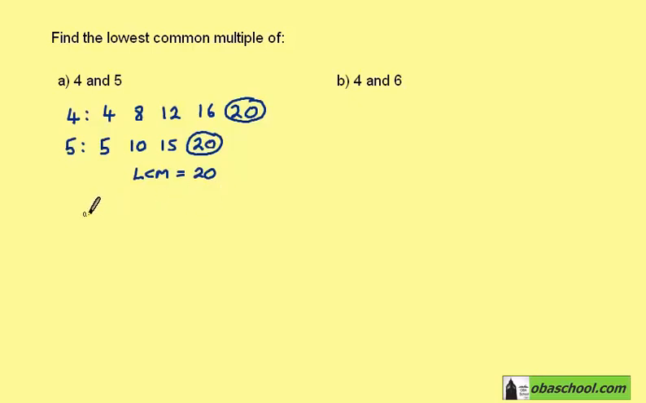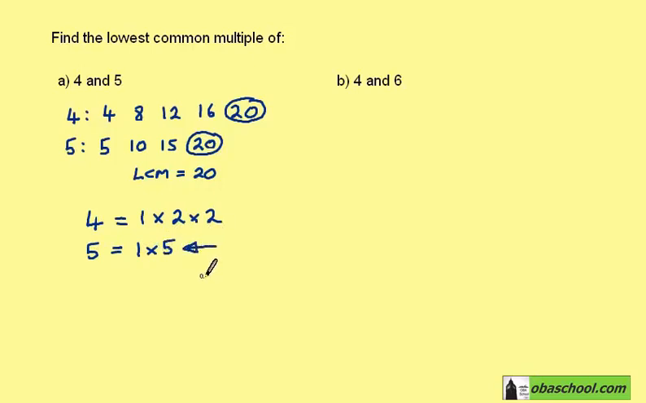I'm now going to look at another technique which can be useful when we're looking for lowest common multiples involving algebraic quantities. 4 could be written as 1 times 2 times 2. Strictly speaking, of course, we don't need the 1, but I do use it. 5 is 1 times 5.